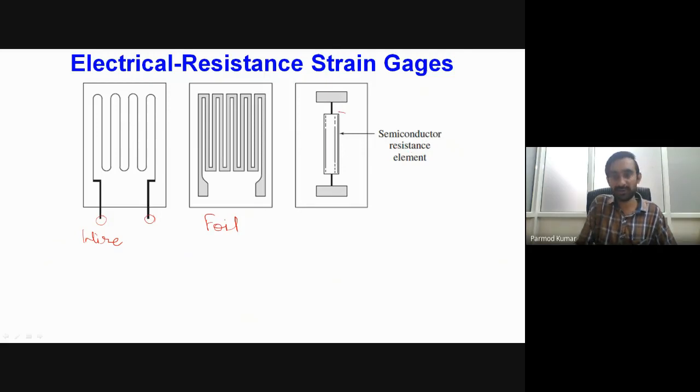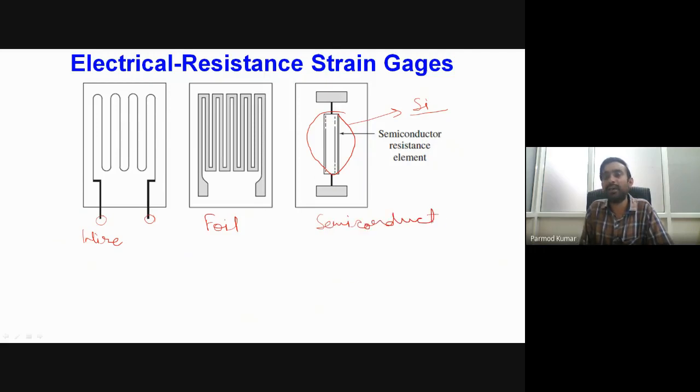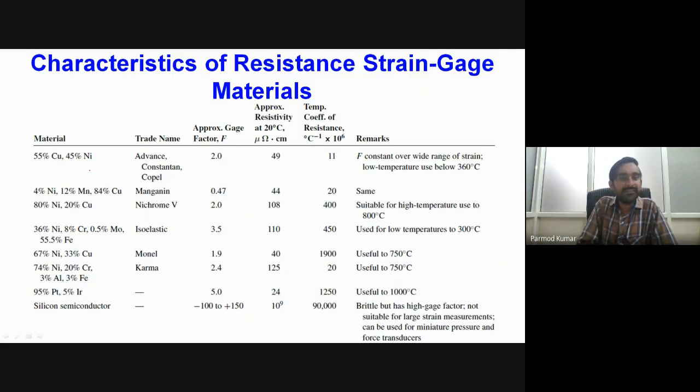So here you are having some semiconductor material. Particularly, many times silicon is used as a semiconductor material over here. One of the characteristics of these semiconductor strain gauges is that they have a high value of gauge factor F. Now let us see the different materials which can be employed for fabrication of the strain gauges.